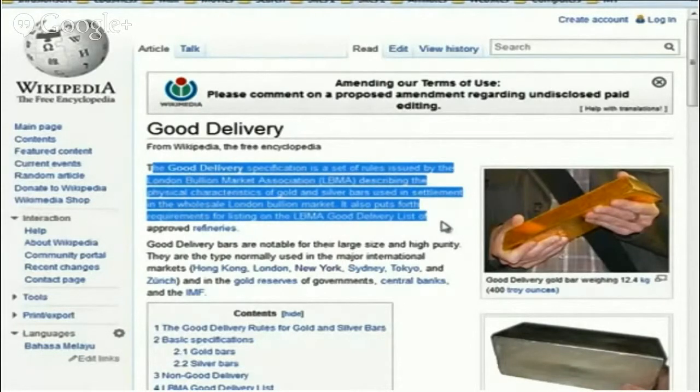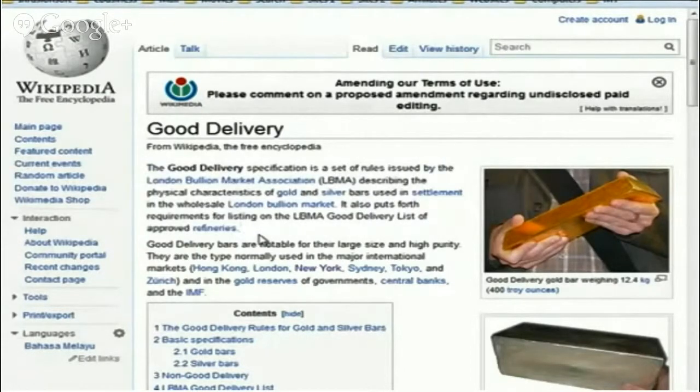It also puts forth requirements for listing on the LBMA good delivery list of approved refineries. So if you're going to buy your gold, you'd want to buy it from an LBMA approved refinery. Well, with Karatbars, that occurs. The refinery is in Turkey and it is LBMA certified. So I believe there's only a handful of refineries around the world that are LBMA certified.